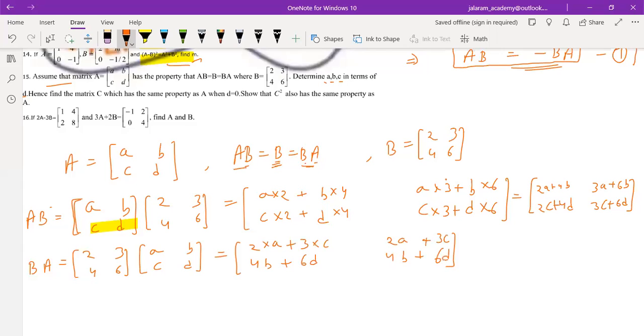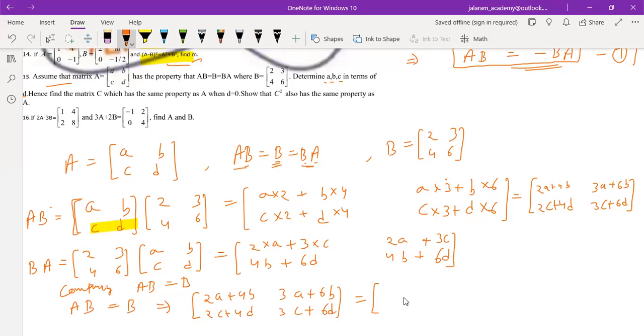Now AB equals to B. If we compare AB equals to B, AB is 2A plus 4B, 3A plus 6B, 2C plus 4D, 3C plus 6D equals to B. B is 2, 3, 4, 6. Okay.